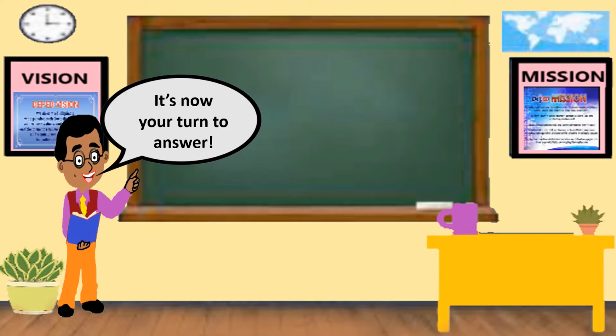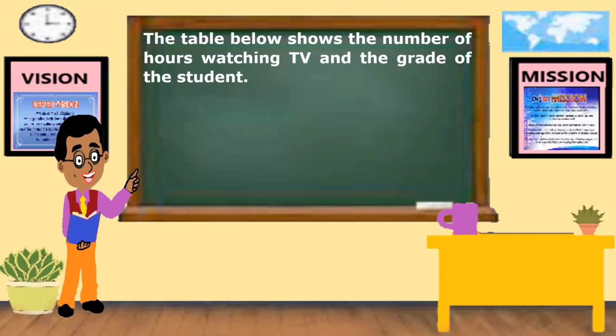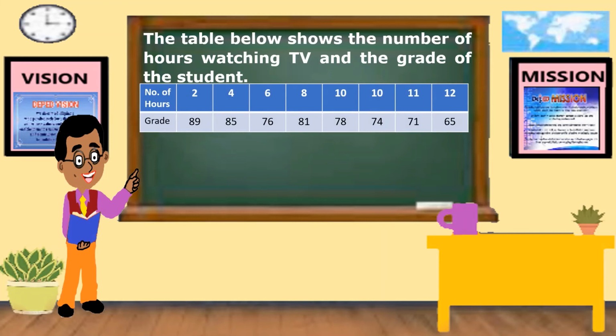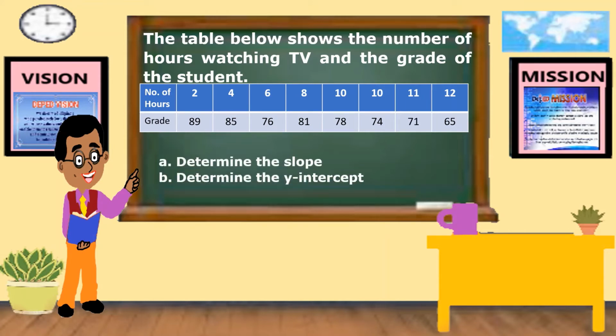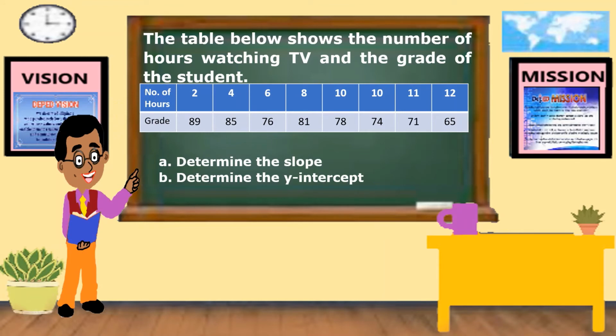It's now your turn to answer. The table below shows the number of hours watching TV and the grade of the student. The number of hours of watching TV are 2, 4, 6, 8, 10, 11, and 12, and the corresponding grades are 89, 85, 76, 81, 78, 74, 71, 65. Determine the slope and the y-intercept. Pause this video for a while and answer.